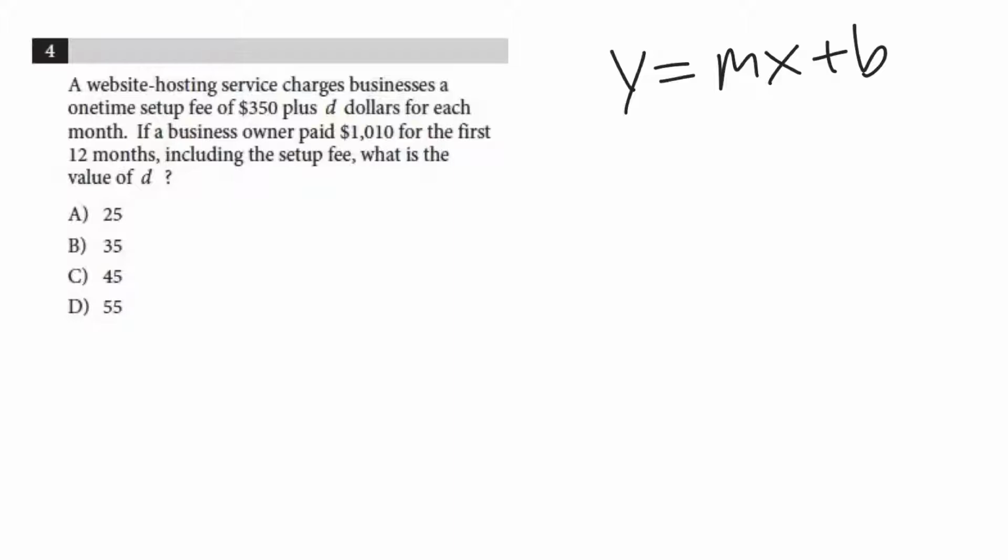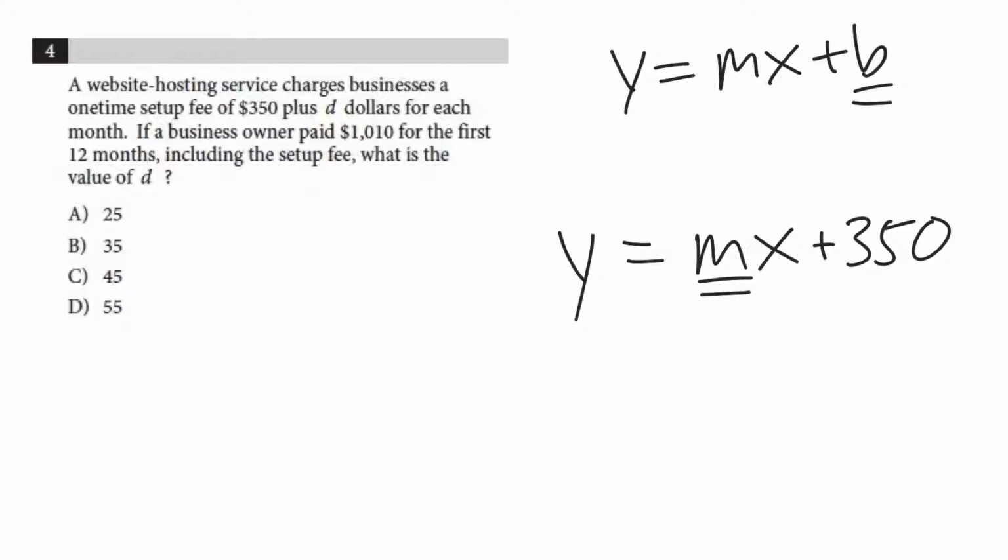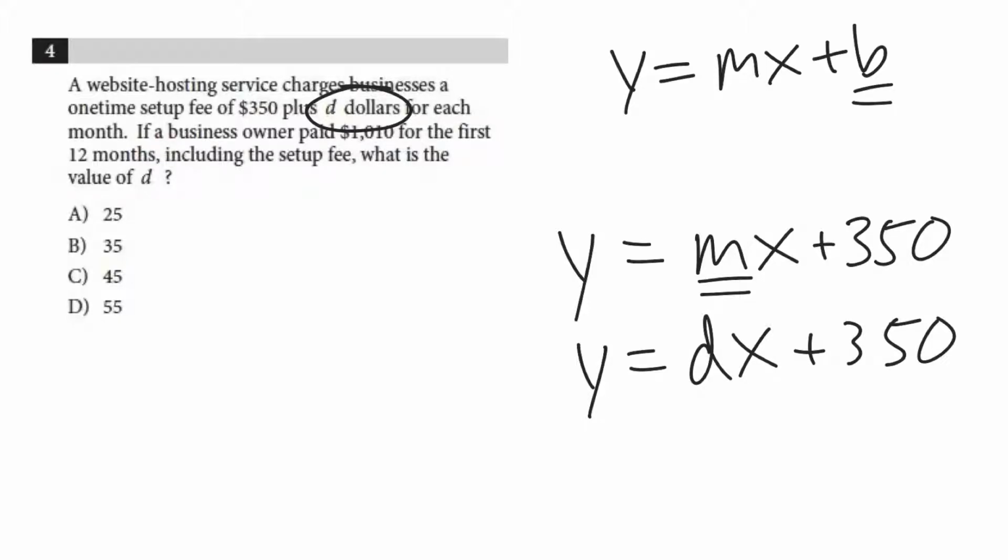If we have a one-time setup fee, that's going to be our starting value. It's going to be the expense at 0 months. Okay, so we know that our expense is going to be equal to some monthly cost, some rate of change in our expense, plus that one-time startup fee of $350. It says that it's D dollars for each month. So maybe I'll write that as Dx plus 350. And we know we spent $1,010 for the first 12 months. So when x, our input, is 12, y, our output, should be 1,010. All right, I'm going to write that on the left here.